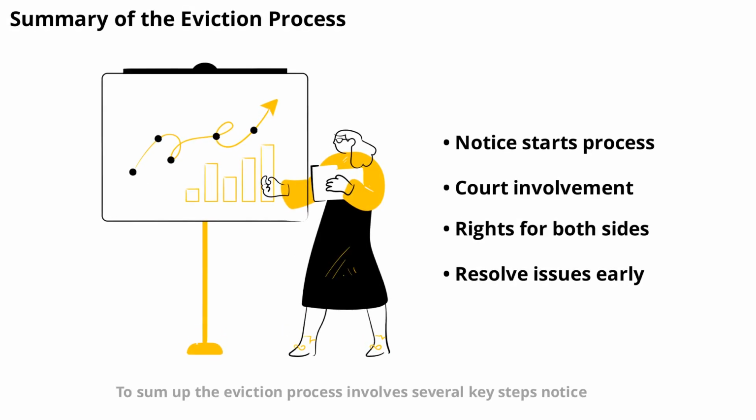To sum up, the eviction process involves several key steps: notice, court filings, hearings, and possible removal by law enforcement. Both landlords and tenants have rights and responsibilities at every stage. Understanding the process, knowing your rights, and seeking help early can make a big difference. Remember, eviction is a legal matter with long-term consequences, so it's always best to resolve issues before they escalate.